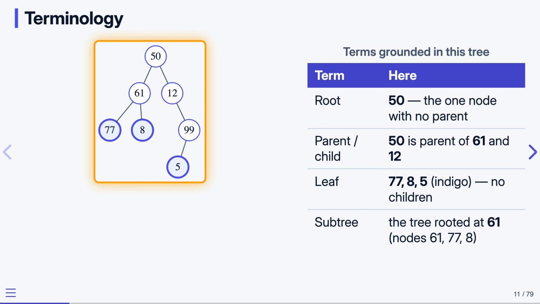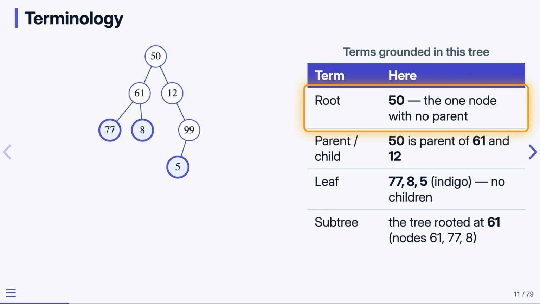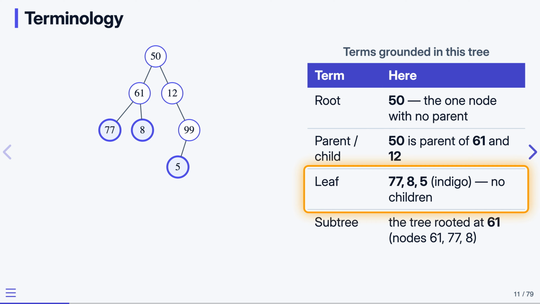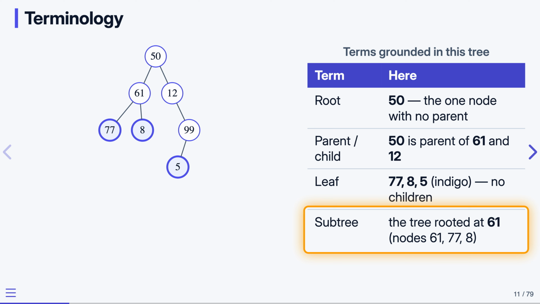Let's use this tree to name the parts. Each term in the table points to something you can see in the figure. The root is 50, the one node with no parent. A parent points down to its children. 50 is the parent of 61 and 12. A leaf is a node with no children. The green nodes 77, 8, and 5 are the leaves. A subtree is a whole tree hanging off one node. The subtree rooted at 61 is the nodes 61, 77, and 8.